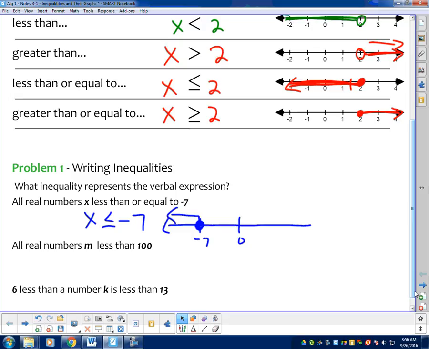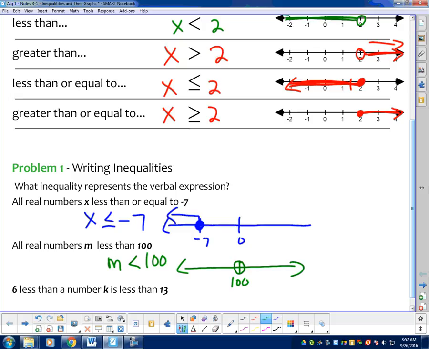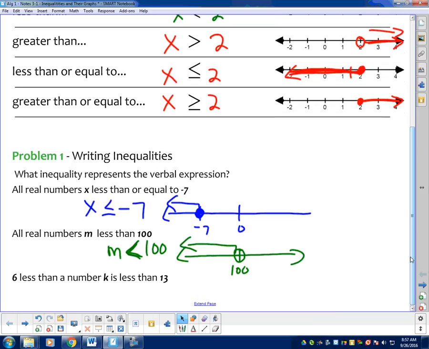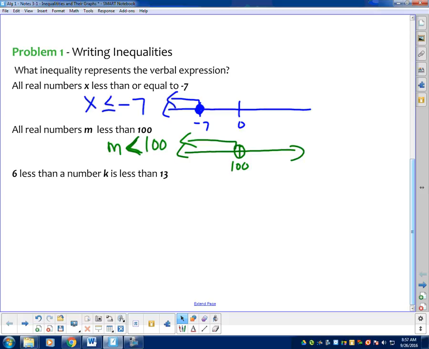The next one, it says all real numbers m less than 100. So m strictly less than 100. If I graph that, if you have something like 100, you can just place 100 right in the middle. And really what we care about is the direction as well as the open or closed circle. This would be an open circle. Since the m is on the left, I can use the less than, just like the directional arrow here. Go to the left. And m is less than 100.